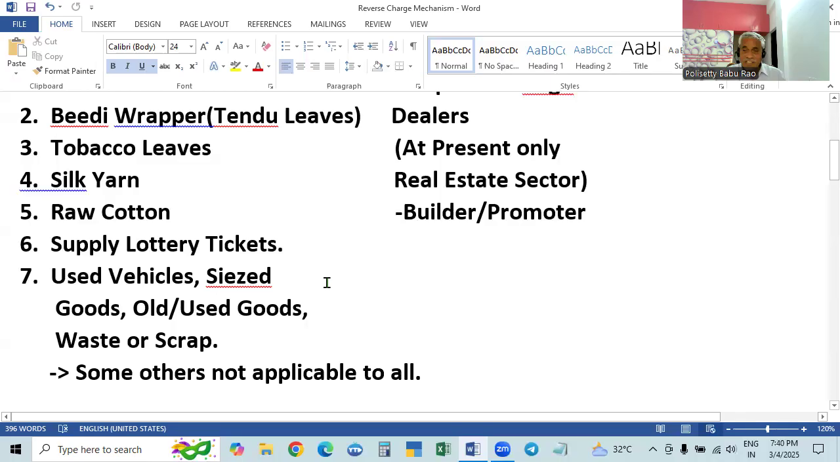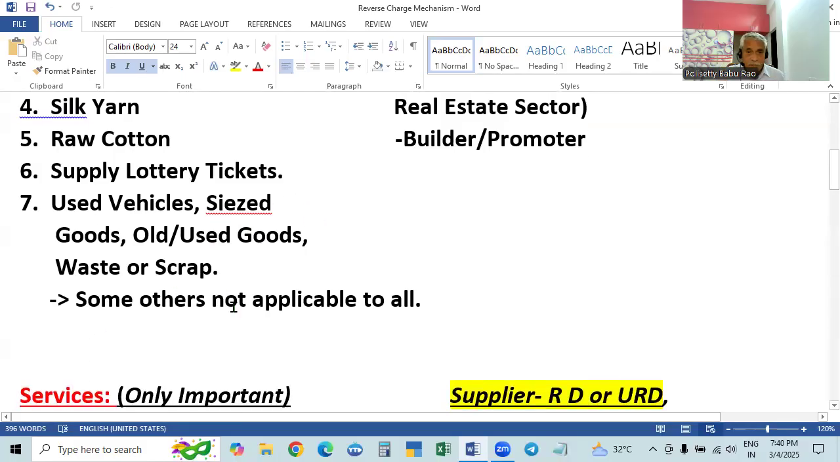generally by the GST department, and the RTO, the transport department, will seize the vehicles. Seized vehicles are goods. Used vehicles means old vehicles, old or used goods, waste or scrap. All these are sold by the supplier, the seller, who cannot collect any GST on these items, but the buyer or the recipient has to pay the GST at the specified rate directly to the government under the reverse charge.